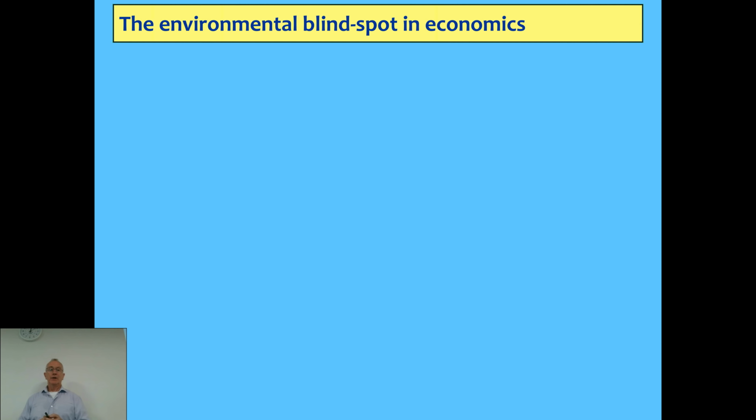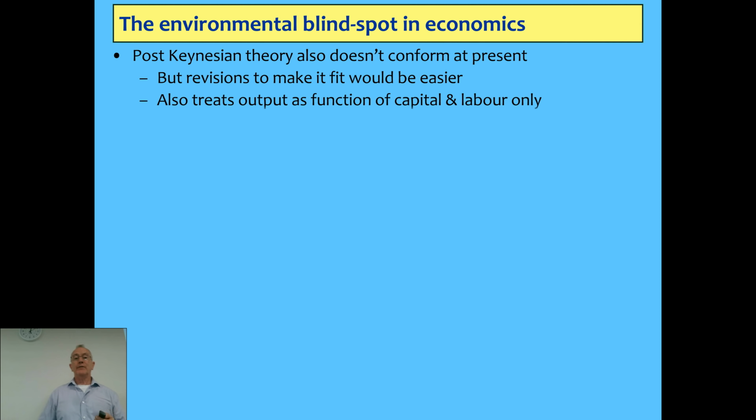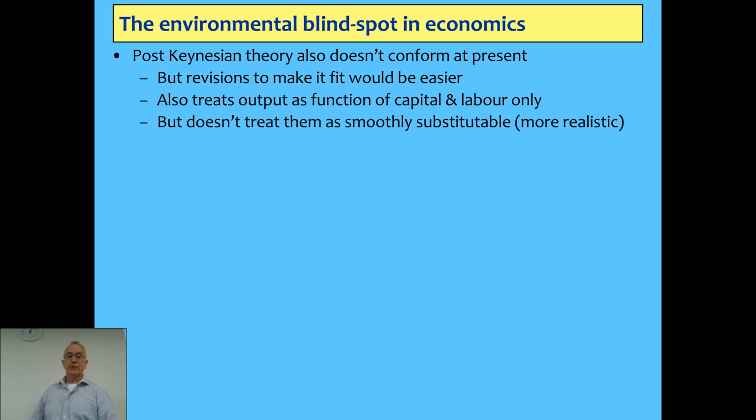That's a real challenge. Post Keynesians also don't conform, but they don't have this idea of marginal product turning up. And they don't say the wage and the profit reflect marginal productivity at all. So they're saying output is a function of labour and capital, which is still wrong, but they don't treat them as smoothly substitutable for one for the other.